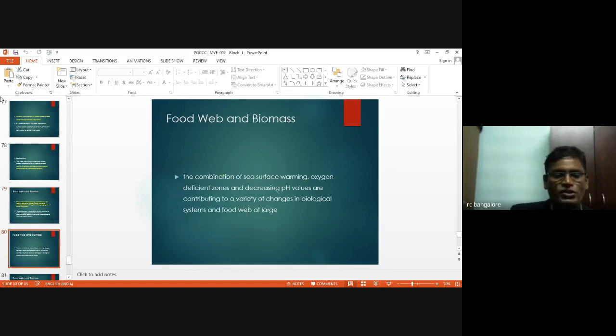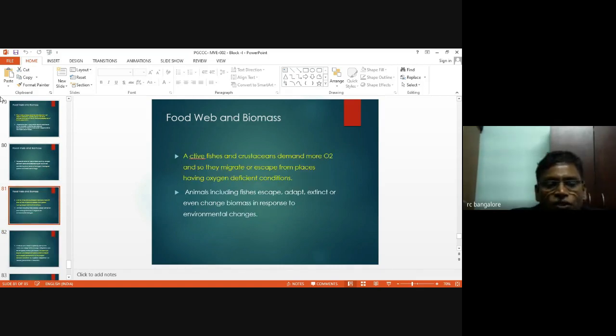The combination of sea surface warming, oxygen deficient zones and decreasing pH value is contributing to a variety of changes in the biological system and food web at large. We know that more organisms live in the oceans than on land. Productivity will be affected because of the warming of the surface water and the decline in pH value. It largely affects the biological system and the entire food web.